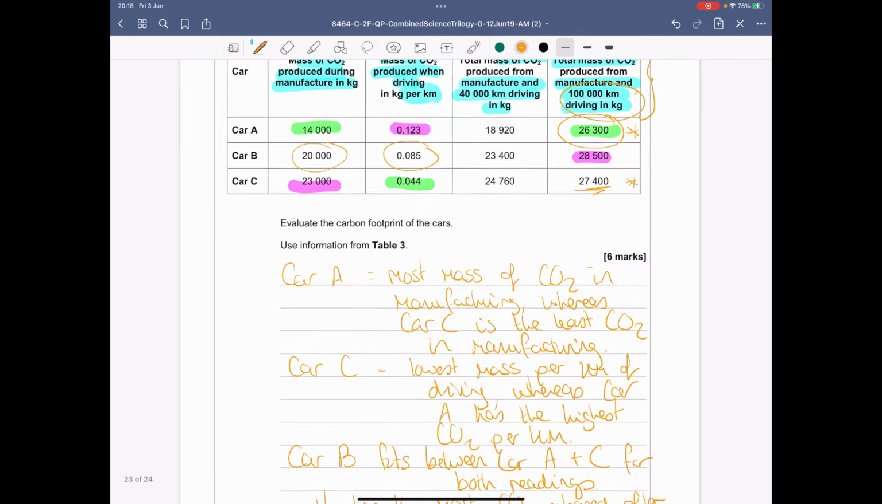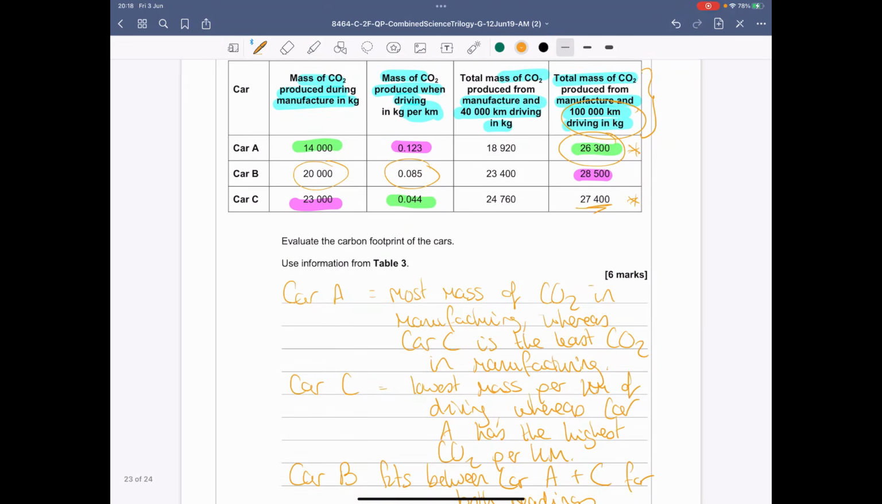However, if it kept on going, and let's say it reached 200,000 kilometres, because car C is producing much less CO2 per kilometre than car A, then eventually car A will overtake car C as being the most amount of CO2. Because eventually, just through driving it more and more, per kilometre it's going to release more.